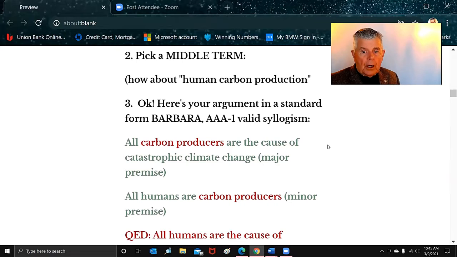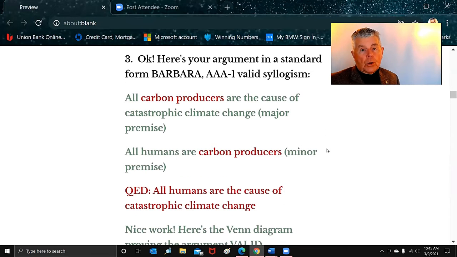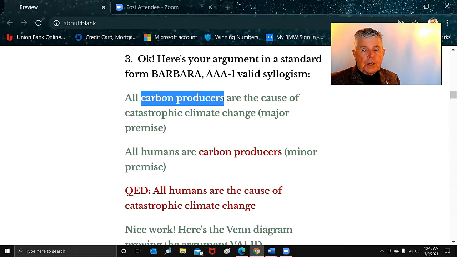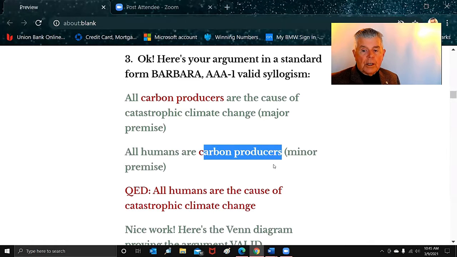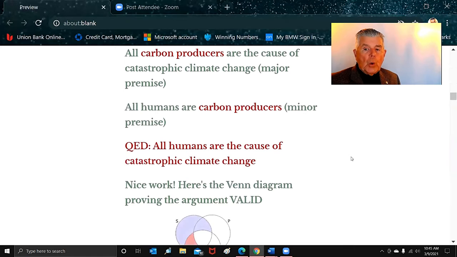So here we're going to choose the Barbara standard form categorical syllogistic form. AAA1, all universal affirmative propositions, both premises and conclusion, and figure 1 says that the middle term, carbon producers, is the subject of the major and is the predicate of the minor. There you go. So it fits. Okay, so we know already this is a valid argument.